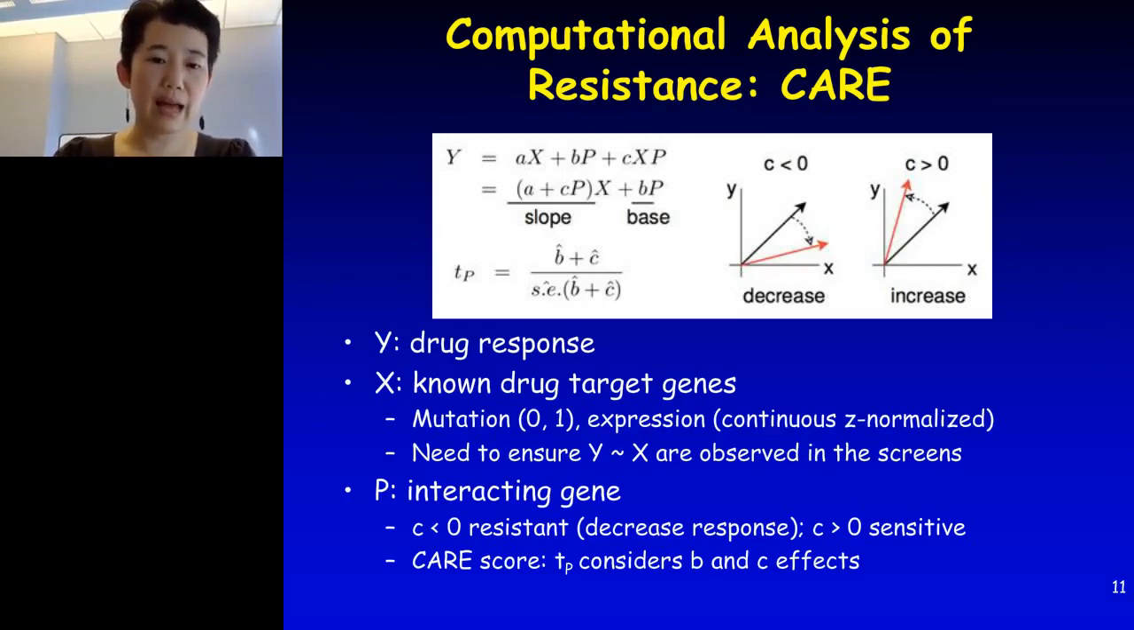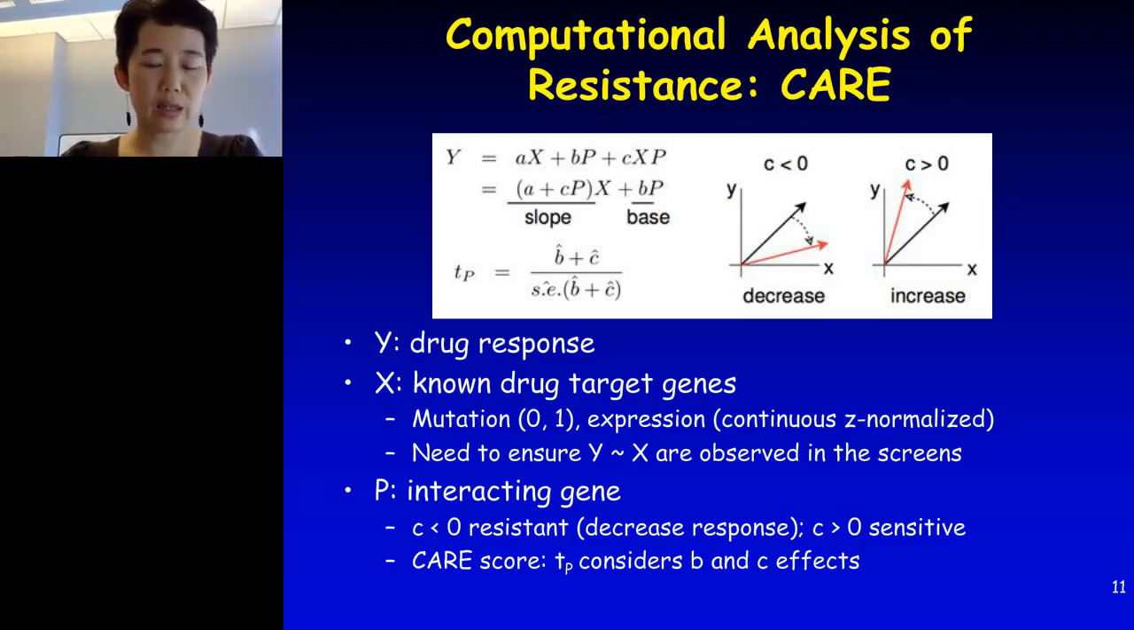So a high number would mean the cell is very sensitive to the drug, and the cancer cells are dying after the drug treatment, whereas a low number would mean that the cell is not so sensitive to the drug. And then in this particular case, we need to only look at the drugs where the target gene is known, where we are mostly looking at targeted therapy.